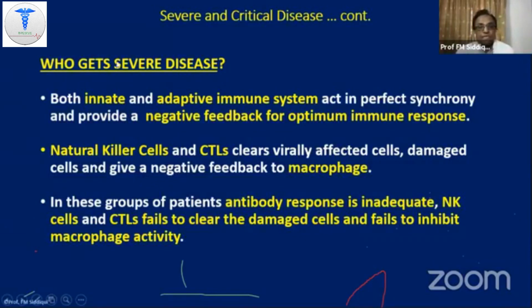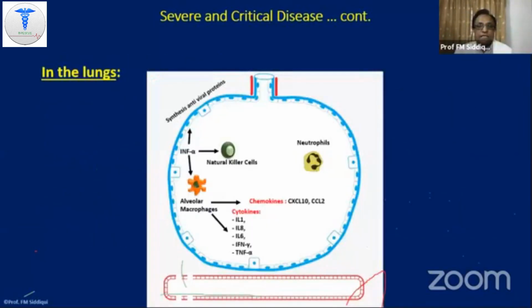In those groups of patients who get severe disease, the antibody response is inadequate. The natural killer cells and cytotoxic T lymphocytes fail to clear the damaged cells, and at the same time, they fail to inhibit the macrophage activity. So the disease which started as a viral disease turns out to be an immunologically mediated disease. And now I show you what happens exactly when the disease gets severe.